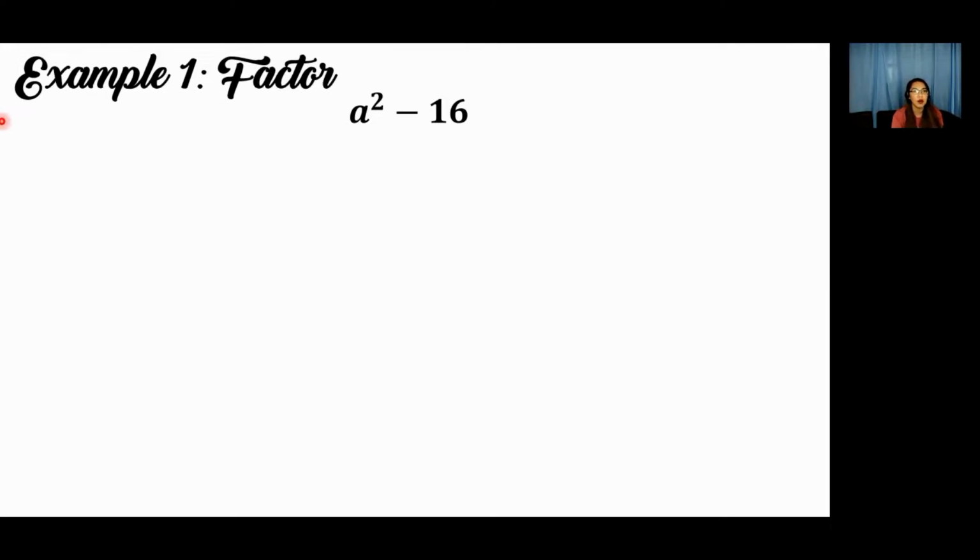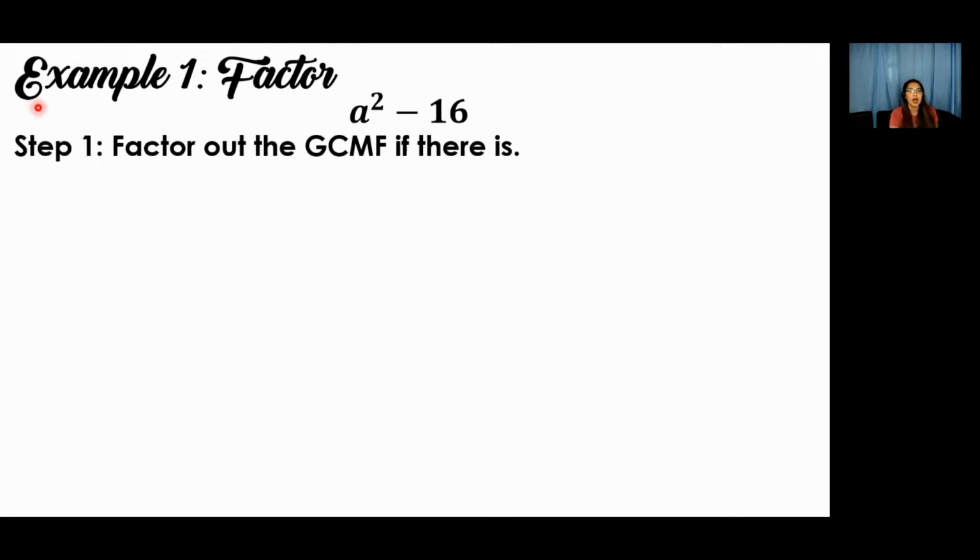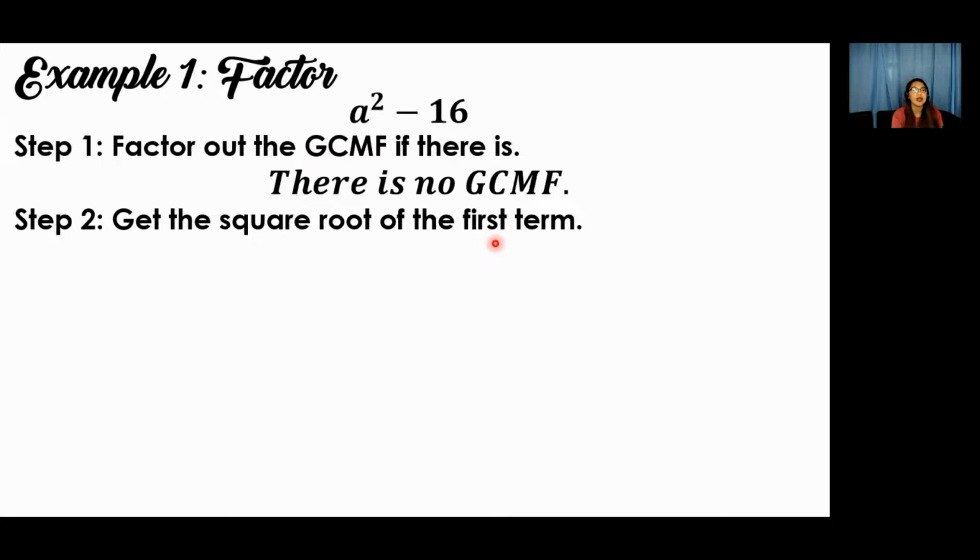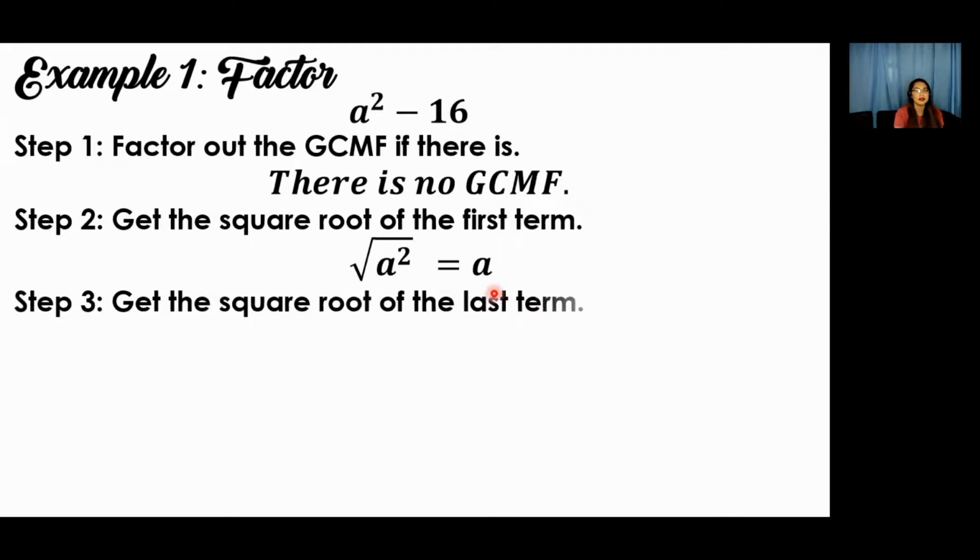So, let's move to our factoring steps. Number 1, we have to factor out the GCMF if there is. Meron pa ba tayong greatest common monomial factor na kayang ma-factor out dito sa ating unang example? So, the answer is, there is no GCMF. So, let's move to our second step. Get the square root of the first term. Ang first term natin ay a squared. At ano ang square root ni a squared? That is a. Next, step 3.